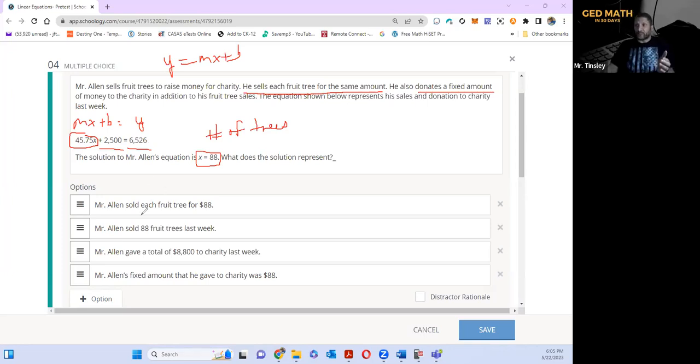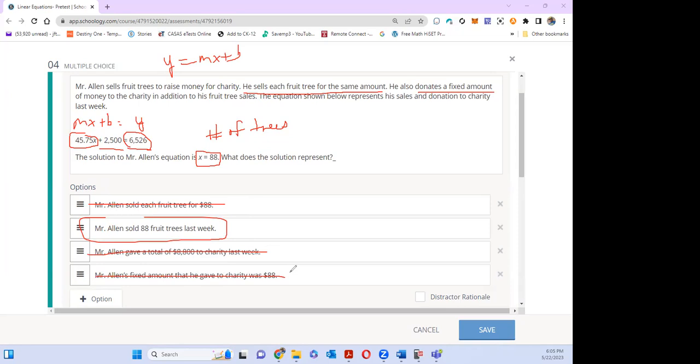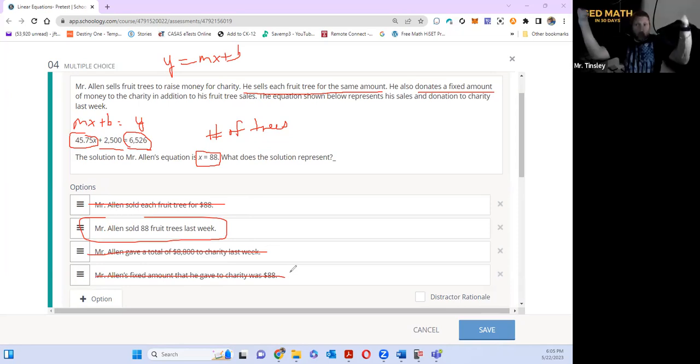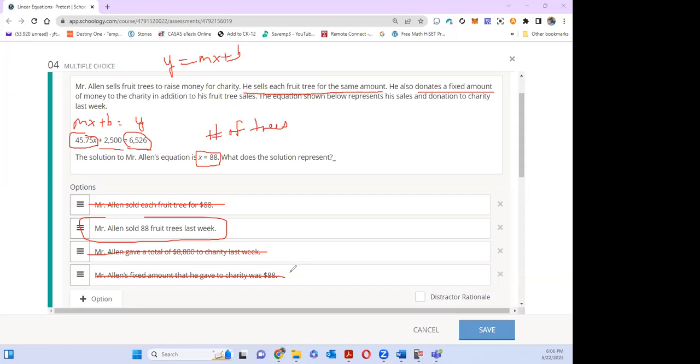So basically, Mr. Allen sold each fruit tree for $88. We know that's not it because that's the number of trees he sold. Mr. Allen sold 88 fruit trees last week. Well, we know that's true. Mr. Allen gave a total of 8,800 to charity. No, that's not true. Mr. Allen's fixed amount that he gave to charity was $88. That's not true. So even if you didn't know the answer, you could have used the multiple choice to get rid of A, C, and D. Process of elimination. So you remember, looking at those answers is very important.